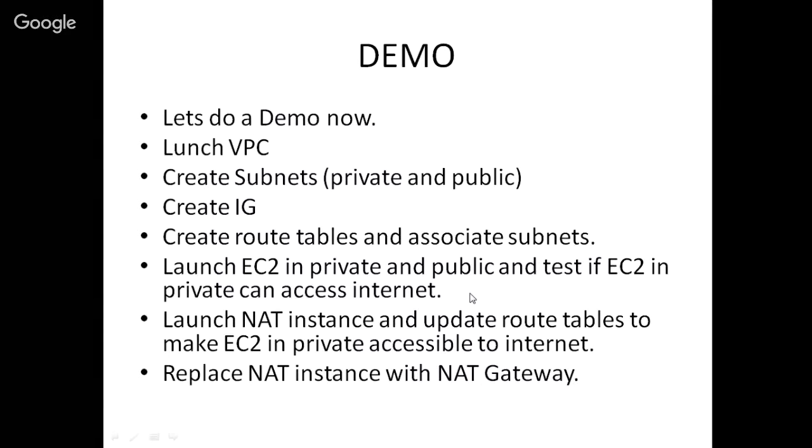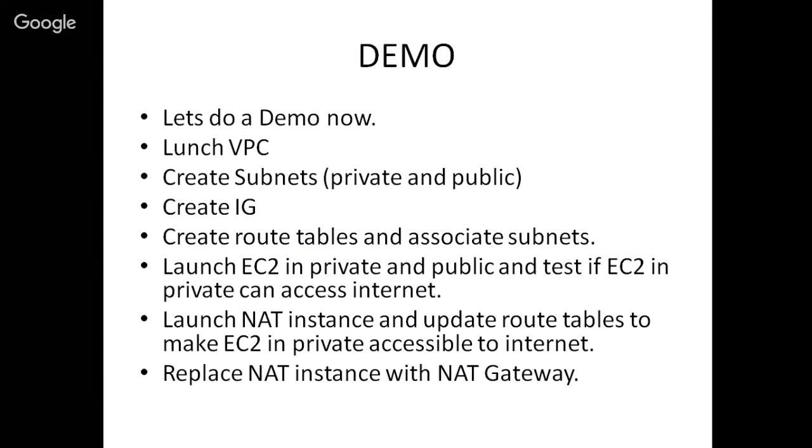Okay. Then what I will do, I will launch one NAT instance and update the routing table to make EC2 instance in my private subnet accessible to the internet. Then finally, I will replace this NAT instance with my NAT gateway. Okay. So nowadays, people are not using NAT instance. Okay, they are using NAT gateway because there are so many reasons behind that.